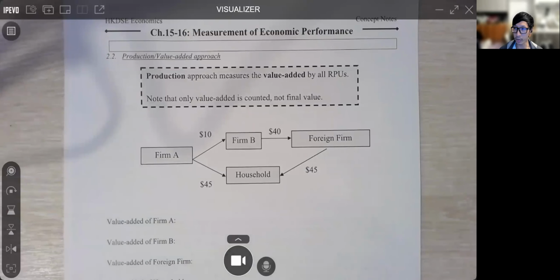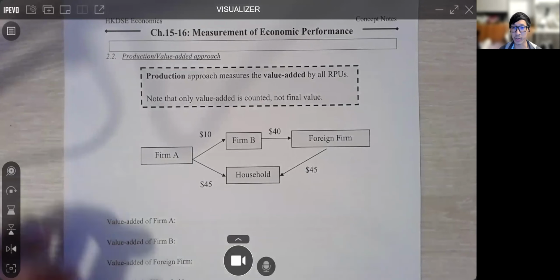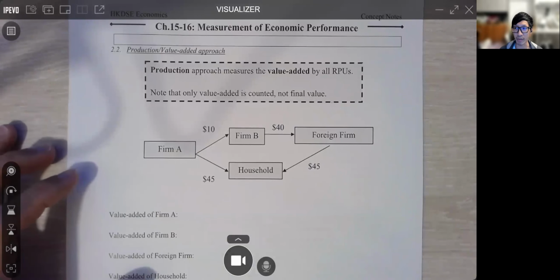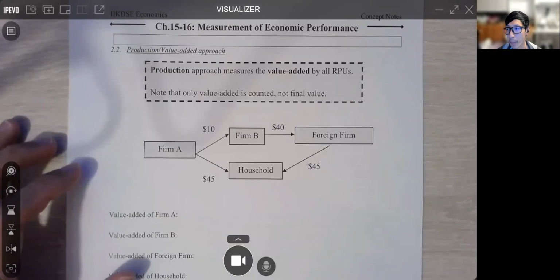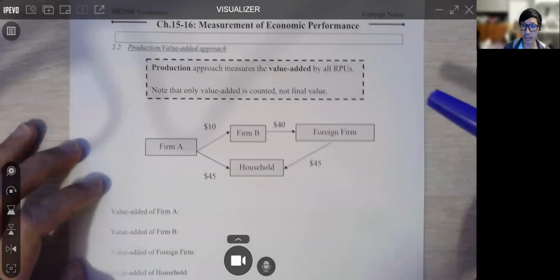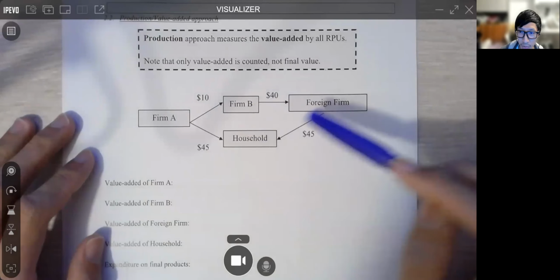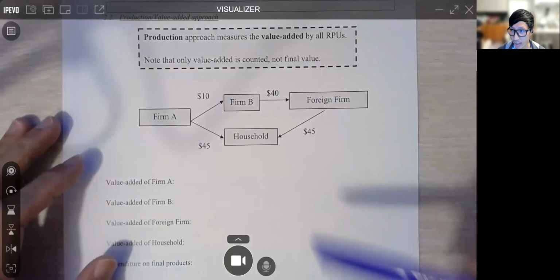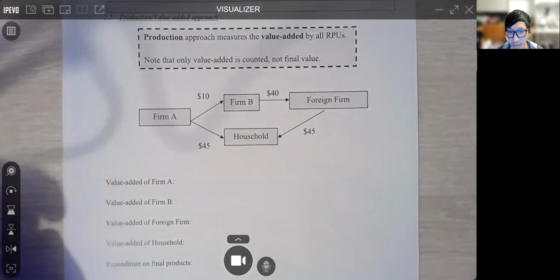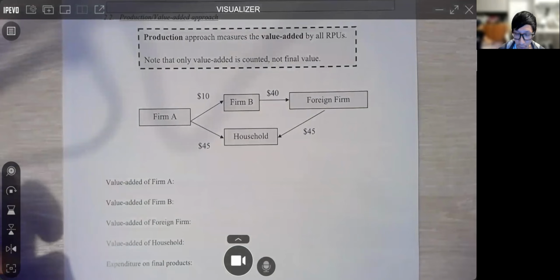Okay, let us continue then, right? I said we are going to look at past papers in these videos, right? But let us do a very quick, simple revision before we do the past papers, okay? Now, let's see here. We have firm A, firm B, household, and foreign firms, right? Remember, step number one, let us identify which of them are the RPUs, right?